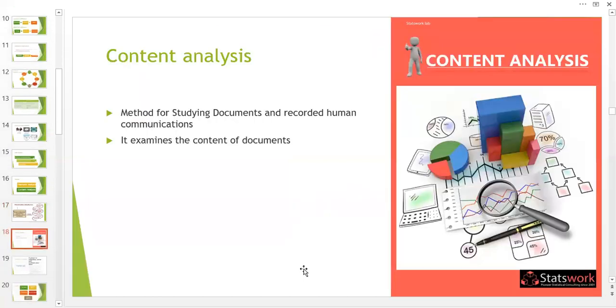But if we are collecting the data in the form of documents, or recorded human communication, such as audio recordings, multimedia, newspapers and other documents, we use content analysis. In this, we examine the content of the documents, and analysis is done.